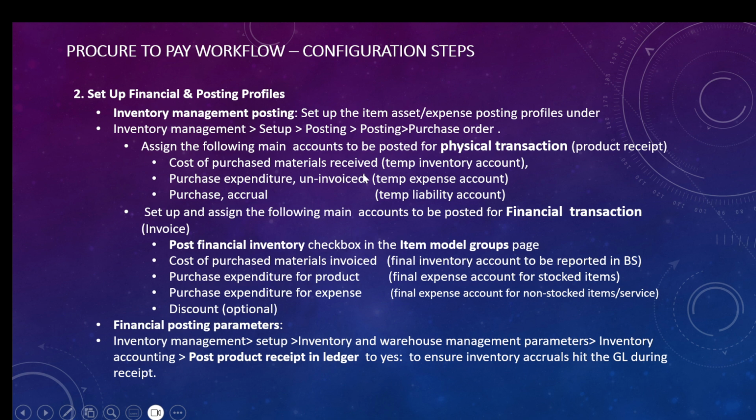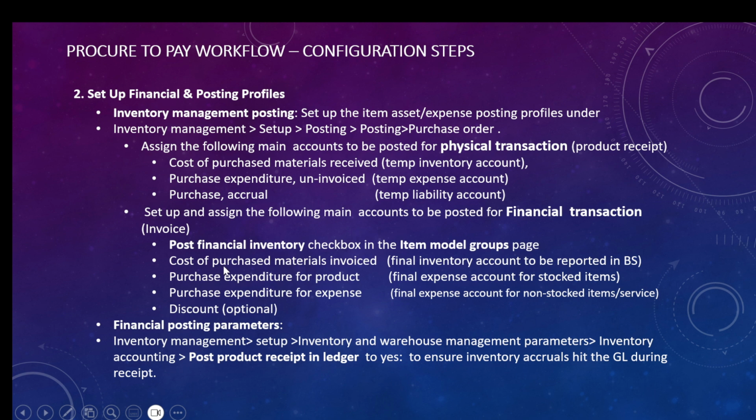That's the reason you see here all the 3 accounts are temporary. One is the cost of purchase materials received, a temporary inventory account. And then the purchase expenditure uninvoiced, again a temporary expense account. And then the purchase accrual. So what do you mean by purchase accrual? It's a temporary liability account. Okay, so this is what we are going to configure now in our inventory module.